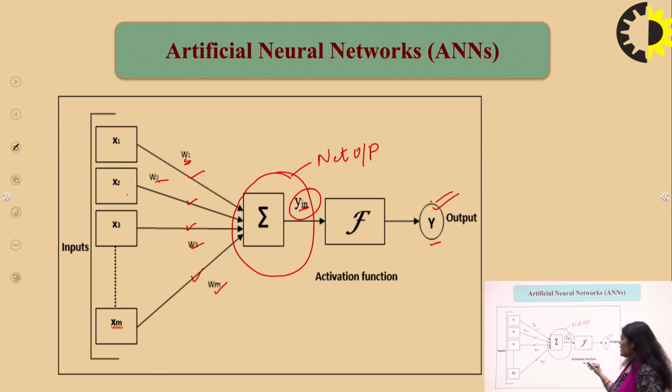Now we apply a certain activation function here. The activation function decides how much input needs to be passed overall from this neuron to the other neuron. And it is also used for adding non-linearity to your model.